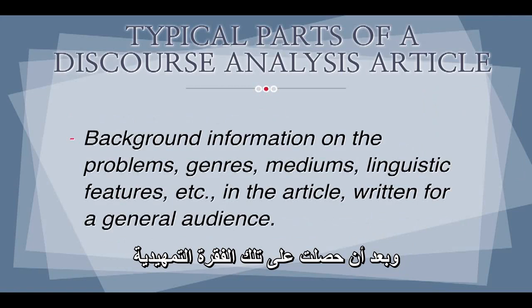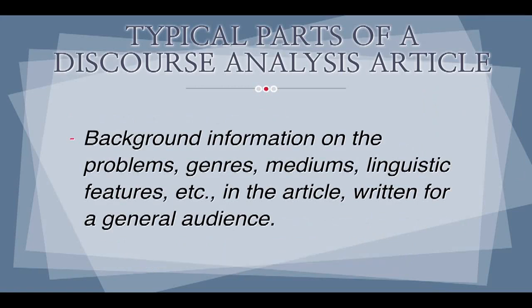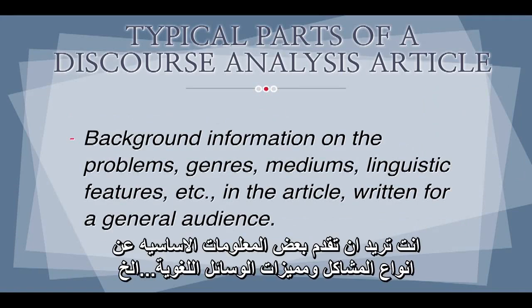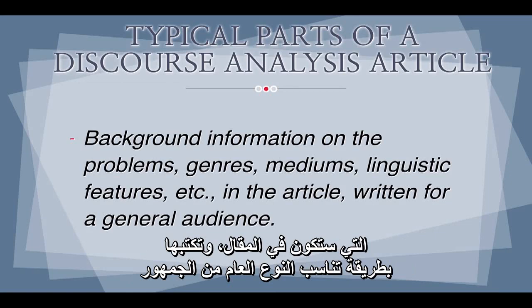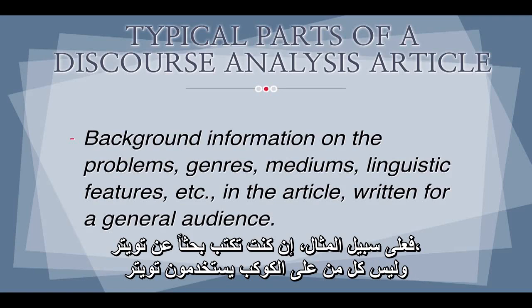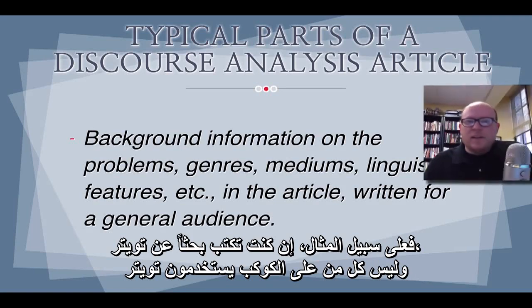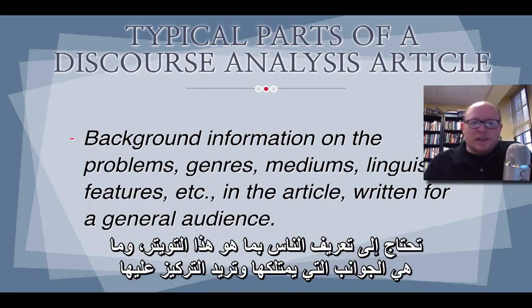Next, after you've gotten that introductory paragraph, you want to give some background information on the kinds of problems, genres, mediums, linguistic features, etc., that are going to be in the article, and write these for a very general kind of audience. So, for instance, if you're doing research on Twitter, not everyone on the planet is using Twitter, so you'd need to give a sense of what this Twitter thing is, and what sort of aspects it has that you want to focus on.